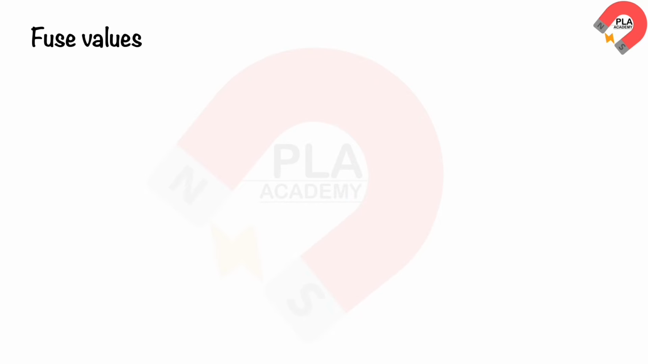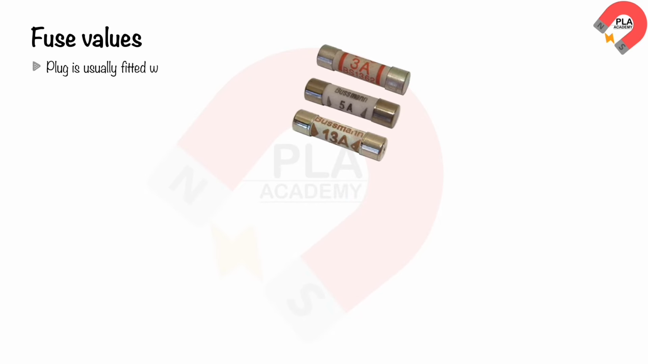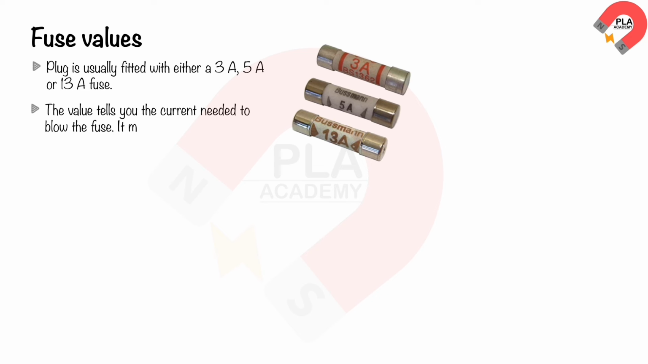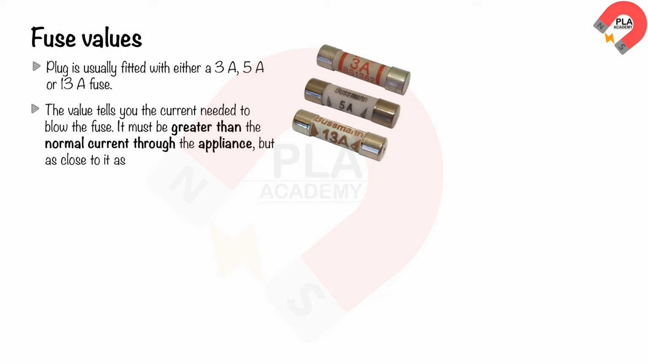Fuse values. The plug is usually fitted with either a 3 amperes, 5 amperes, or 13 amperes fuse. The value tells you the current needed to blow the fuse. It must be greater than the normal current through the appliance, but as close to it as possible, so that the fuse will blow as soon as the current gets too high.